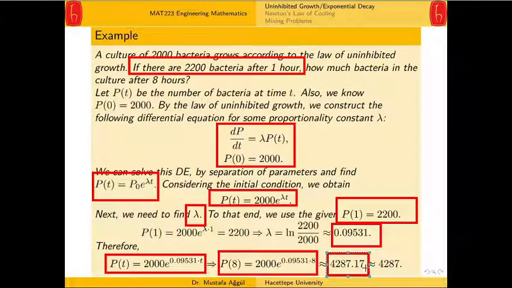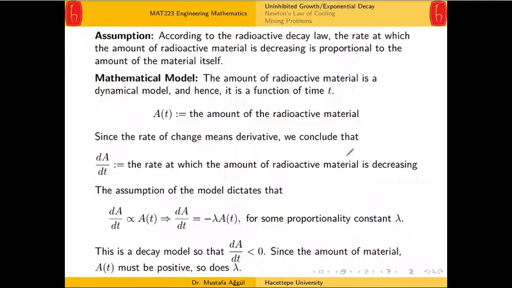This is a number of bacteria, so it cannot be a decimal number, so we will eliminate this part and say 4287 bacteria will exist in the culture after 8 hours. This is pretty nice because we solved differential equations and got the number of bacteria after some time. Next we will talk about exponential decay.